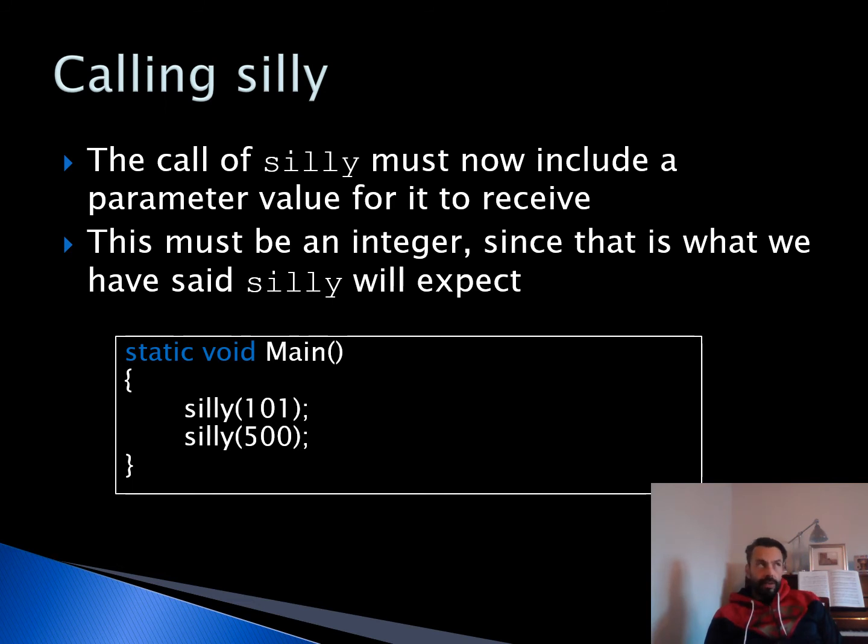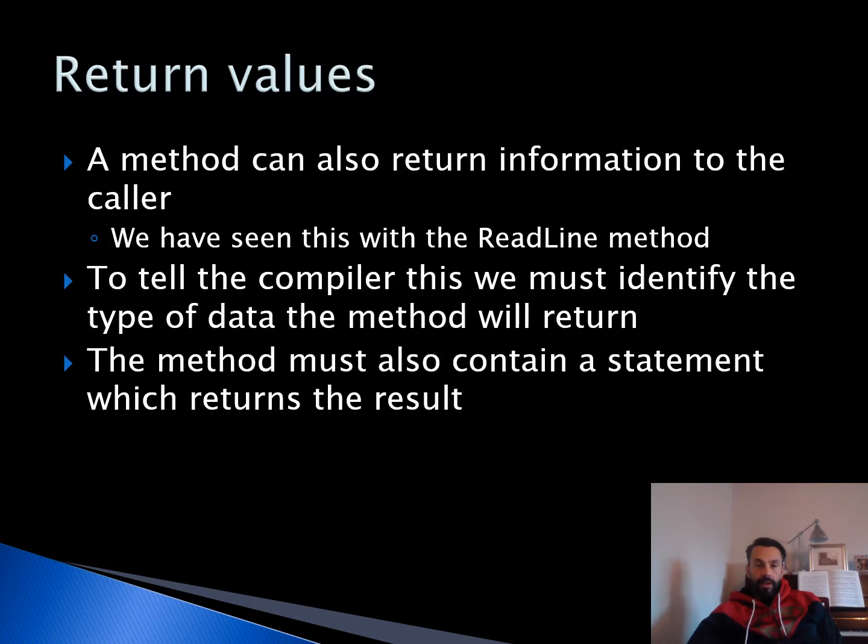Now, if you specify a method with a parameter and then you don't actually put a parameter in, it will give you a compiler error. So you now have to include a parameter value for it to receive. It must be an integer, so it's got to be the appropriate type, since that is what we've said, and that is what silly will expect. So in this particular case, in silly, you're putting in 101 and 500. Excellent. Okay, so basically that's just going to output 101 and 500. Okay, fair enough.